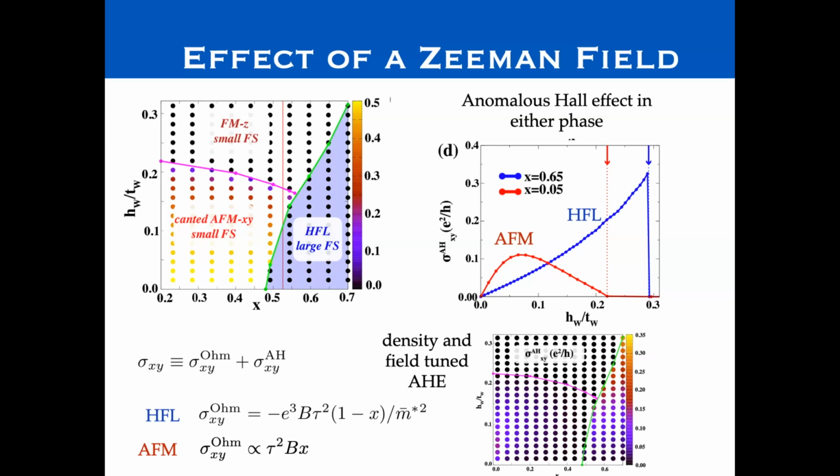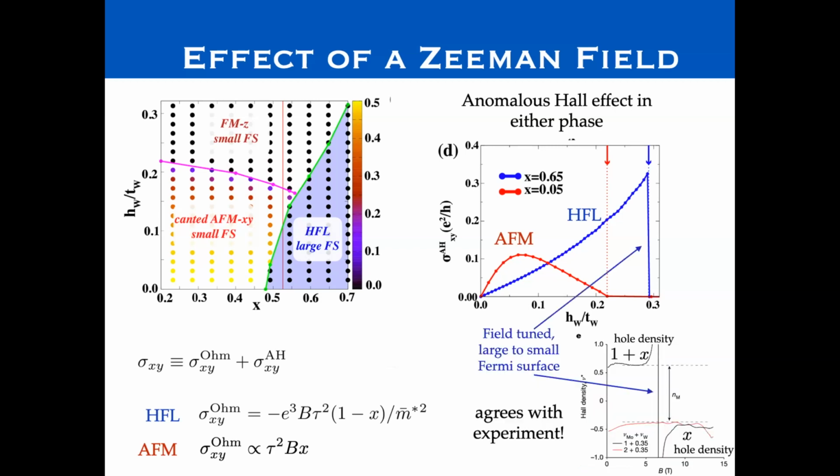So anomalous Hall effect is induced at any finite magnetic field in either phase. Now, if I look at this heavy Fermi liquid state, when I polarize the spins, I kill that state, and I have this jump that they saw in the experiment. So this captured that jump in Hall density quite nicely.